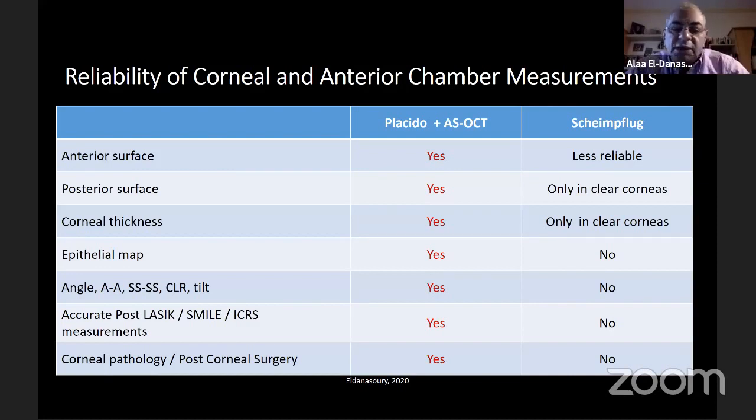It gives you additional information, the angle to angle, the angle size, the spur, the crystalline lens rise, and the tilt of the anterior chamber IOL inside the eye. It gives you accurate measurement of the post-LASIK, post-SMILE, post-intracorneal ring segment measurement. And also it gives you a very good assessment of corneal pathology or post-corneal surgery.